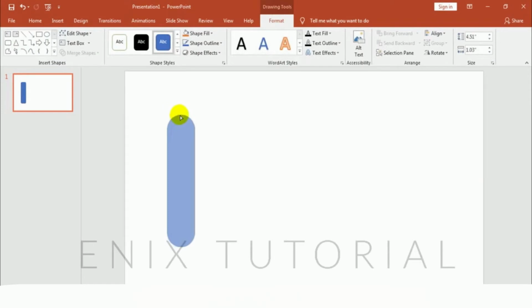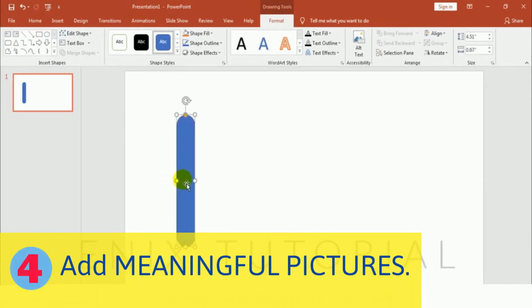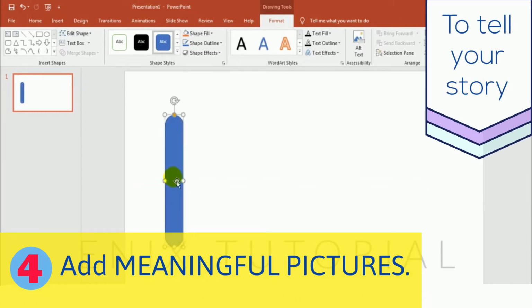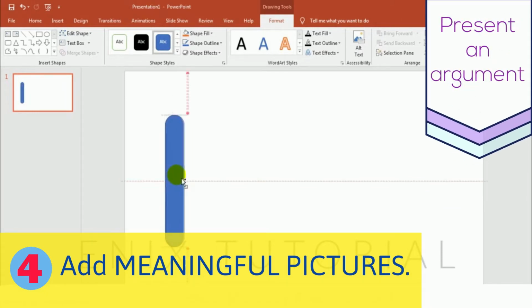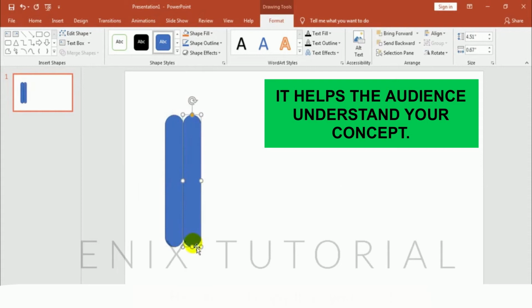This is an important skill in creating an effective presentation. You must use pictures to tell your story or present your argument. It helps the audience understand your concept much faster than just printed or spoken words.